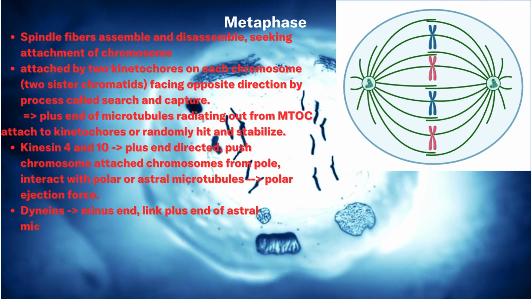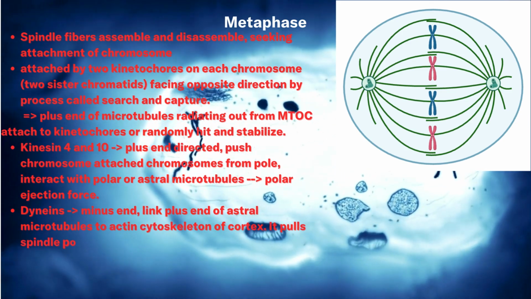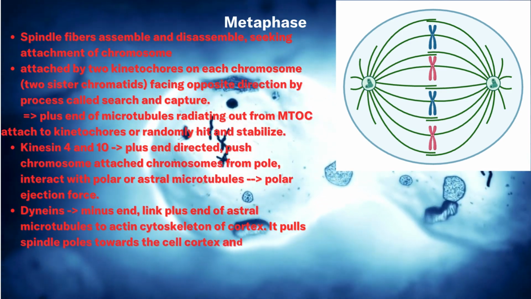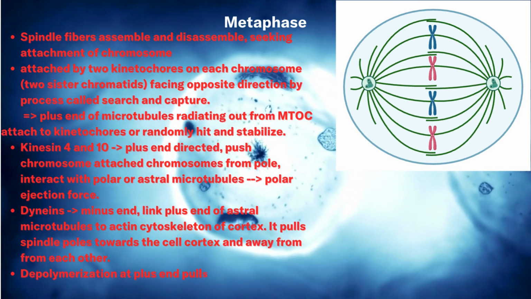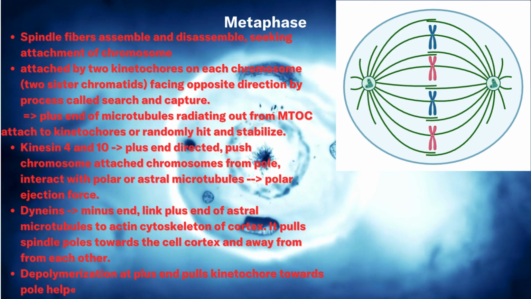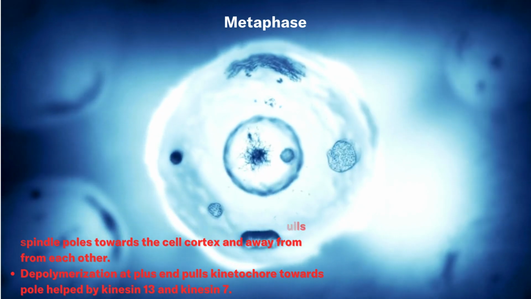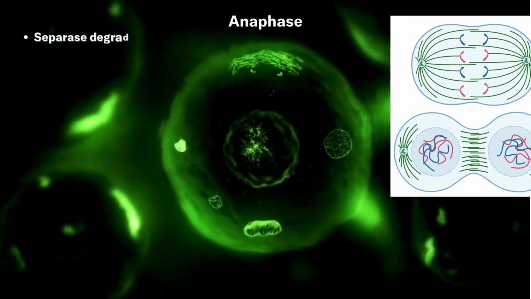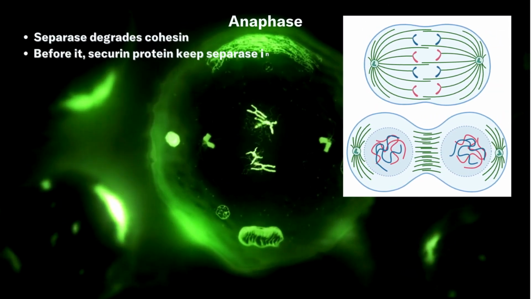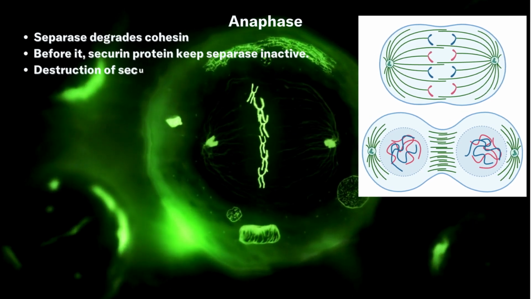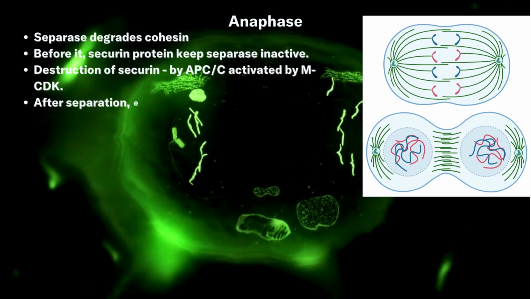Dyneins are minus end motor proteins that link the plus ends of astral microtubules to the actin cytoskeleton of the cortex. It pulls spindle poles towards the cell cortex and away from each other. Depolymerization at the plus end pulls the kinetochore towards the pole and is helped by kinesin 13 and kinesin 7. In anaphase, the separase enzyme degrades cohesin. Before anaphase, securin protein keeps separase inactive. Destruction of securin is done by APC/C activated by MCDK.